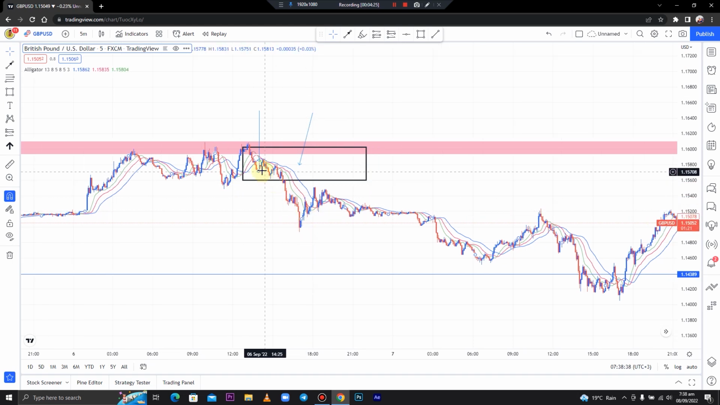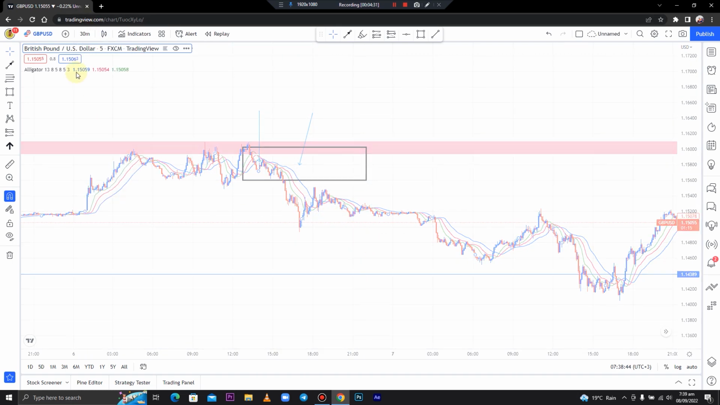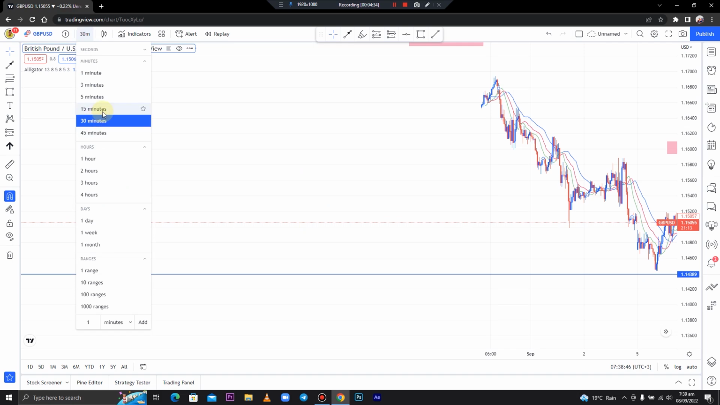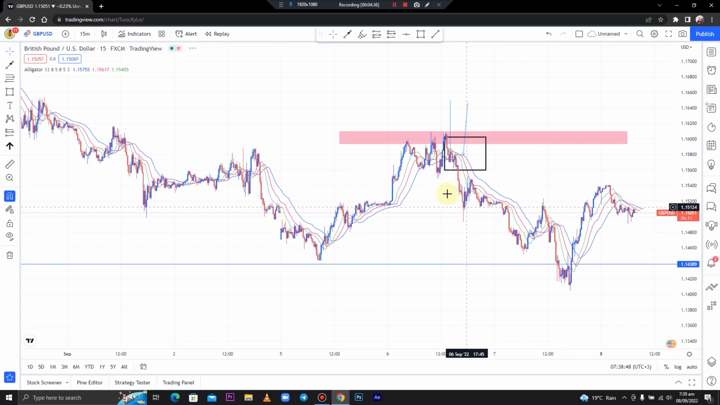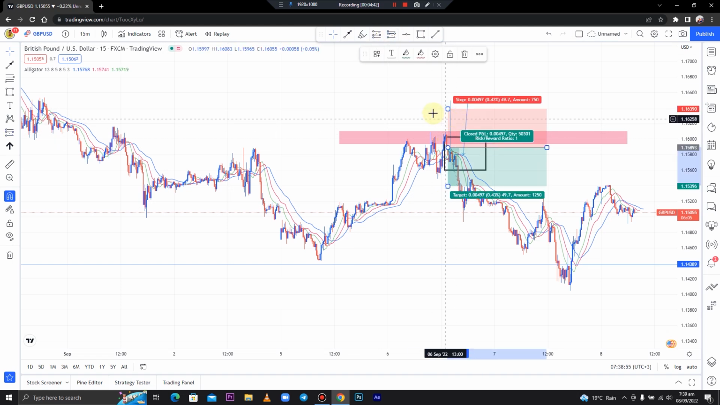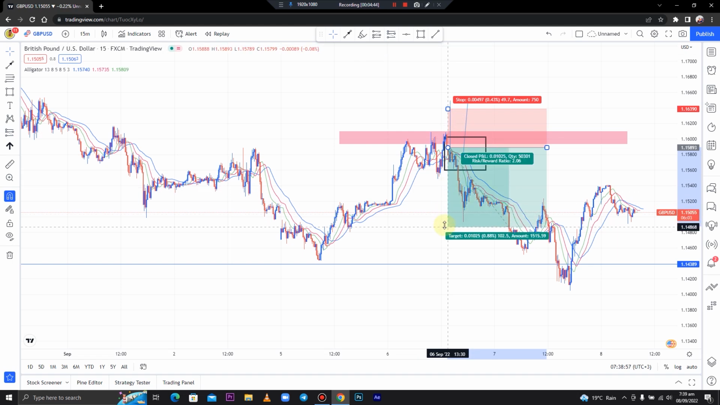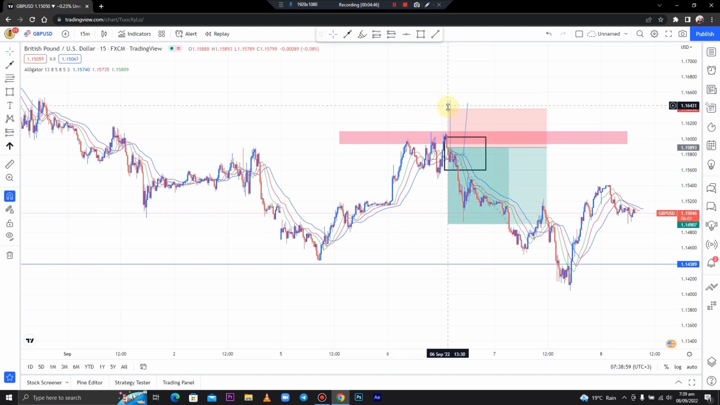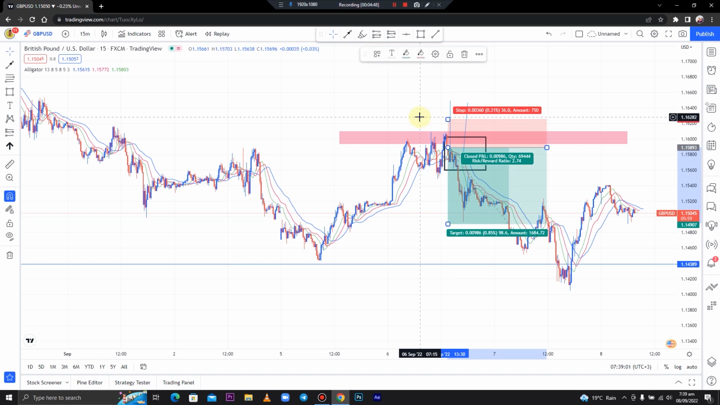So you can see I rode this beautiful move from around here, and then I had my take profit. Let me scale down a little bit to the M15 so I can show you why I had my take profit. I had my stop loss around this level, and then my take profit around here. So I had a target of about 1 to 2. You can see that.